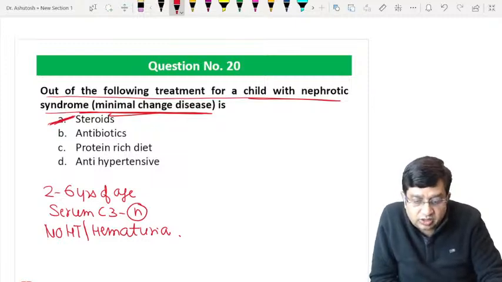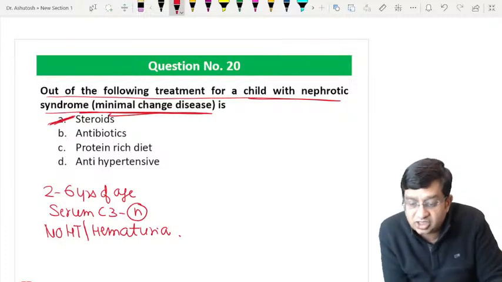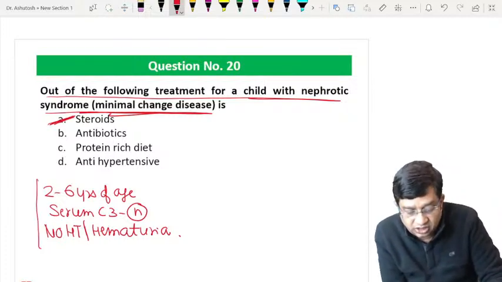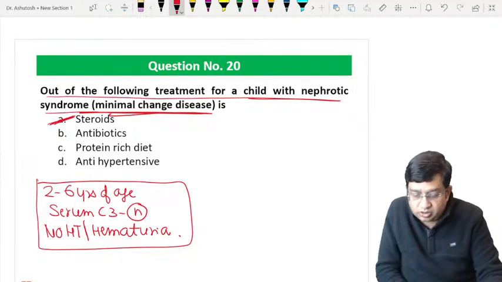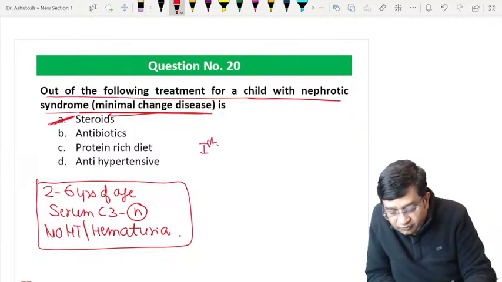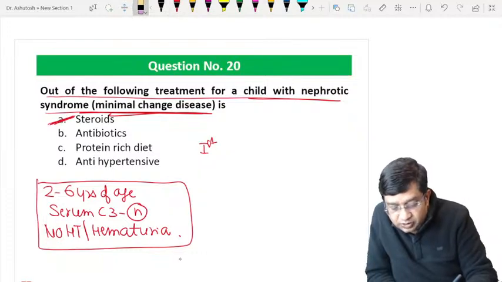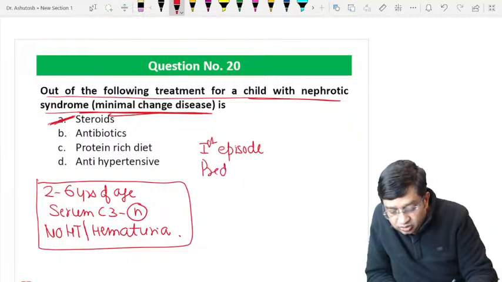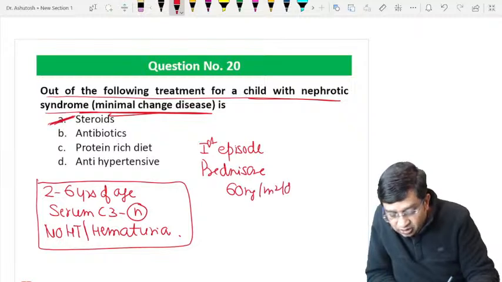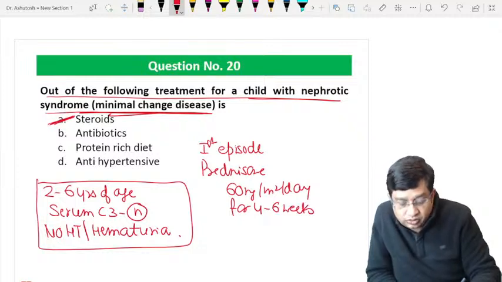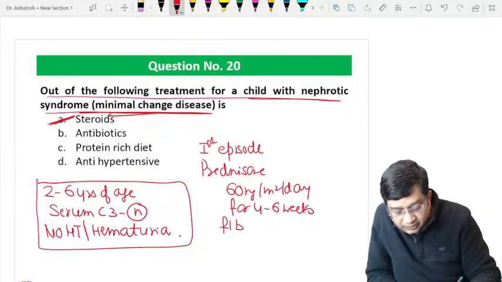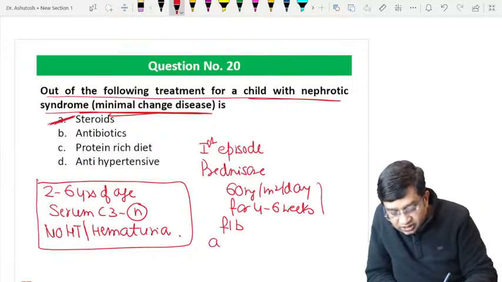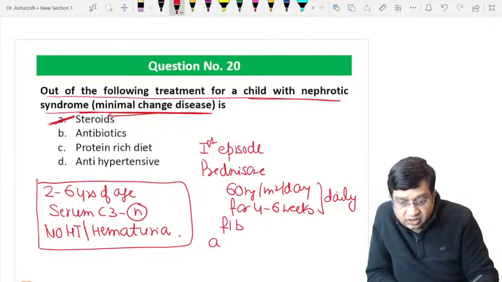Initial treatment of nephrotic syndrome. Staph Aureus, was it asked in children only? And if the initial treatment is asked, of course, it is steroids only. It is steroids. And if it is the first episode, particularly, we are giving prednisone. We are giving prednisone 60 milligram per meter square per day for 4 to 6 weeks. This is followed by prednisone. This is given daily.